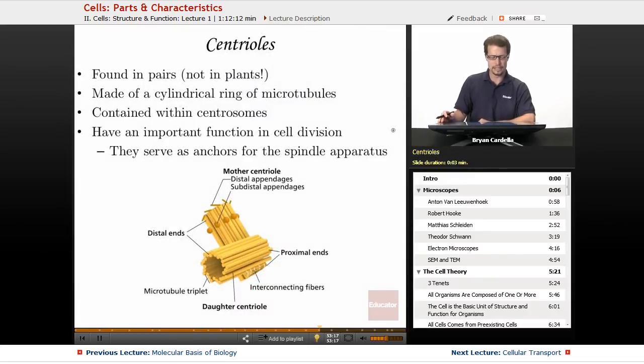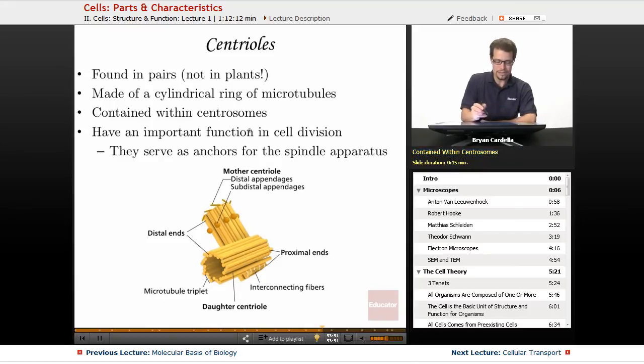Centrioles. Centrioles are found in pairs, not typically in plants. Each is made of a cylindrical ring of microtubules, and if you look very carefully here, you can see that. They're both cylindrical. You can see how they're kind of perpendicular to one another. If you look here, you've got these little yellow rods. Each of these is a microtubule, which is a protein rod, basically. And you can see there are 9 groups of them lined up in the cylindrical form.